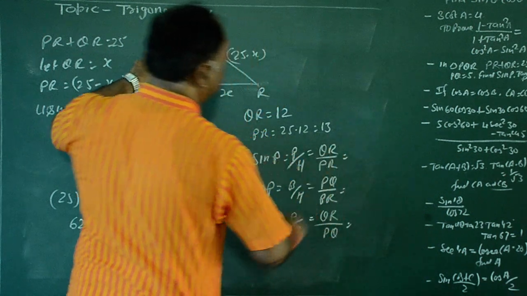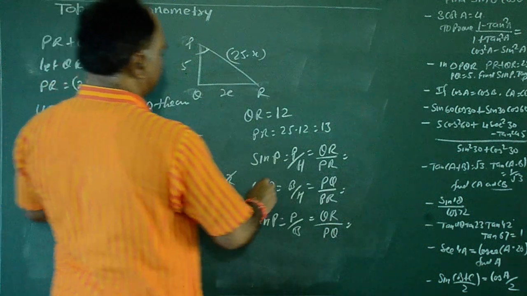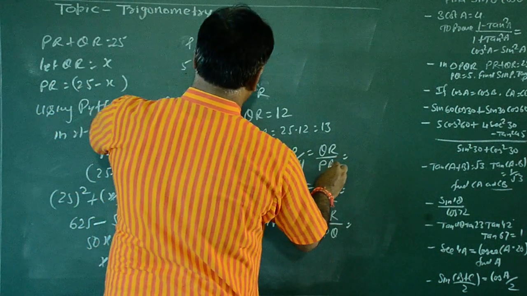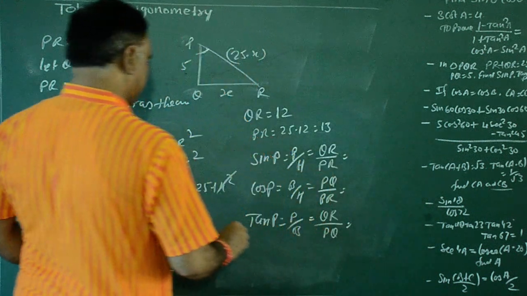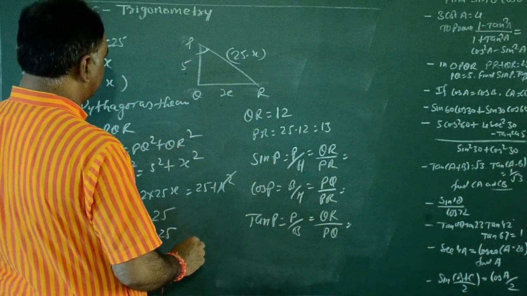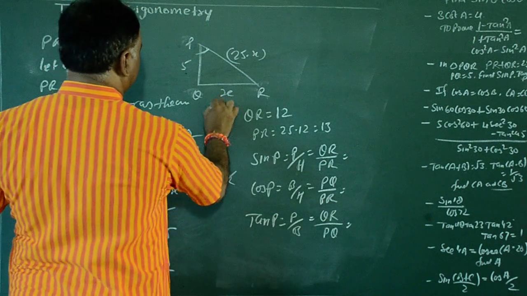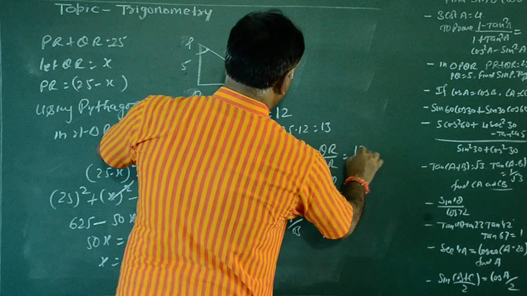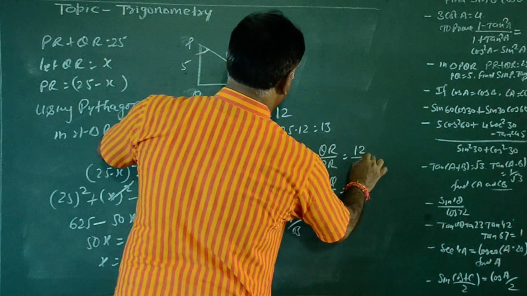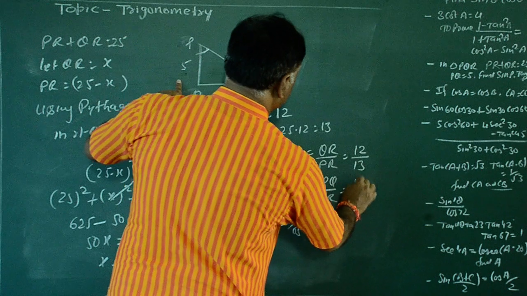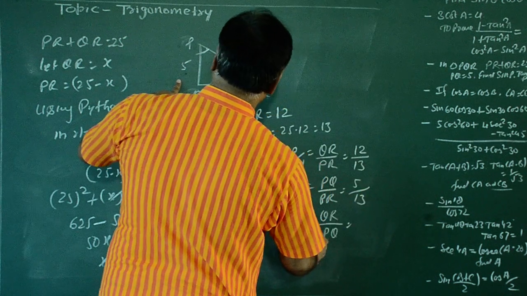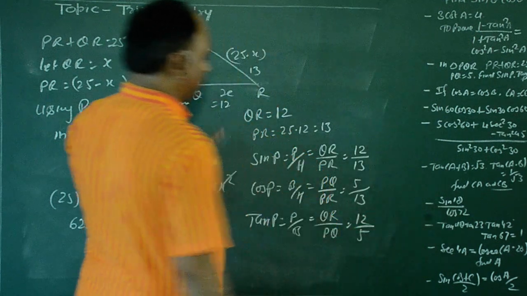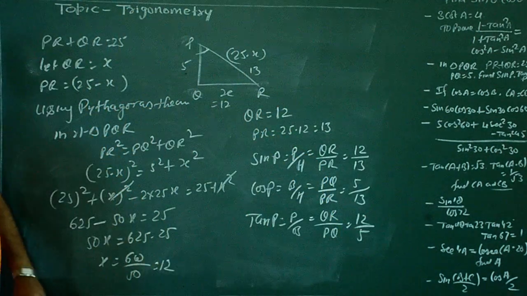Now put the values for this, and then that will be your answer. Sin P, P upon H, look here, QR, and what is the value of QR here? QR you have got 12 and this is 13. Okay, so 12 upon PR means 13, then PQ, that is 5 upon 13, then QR upon PQ means 12 upon 5. Okay, look here.